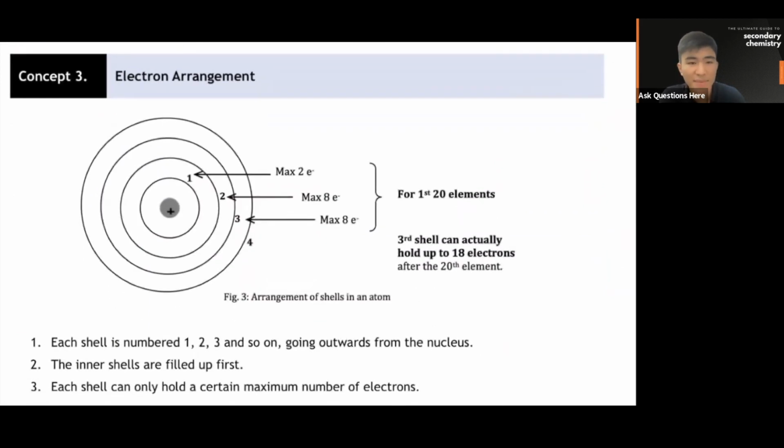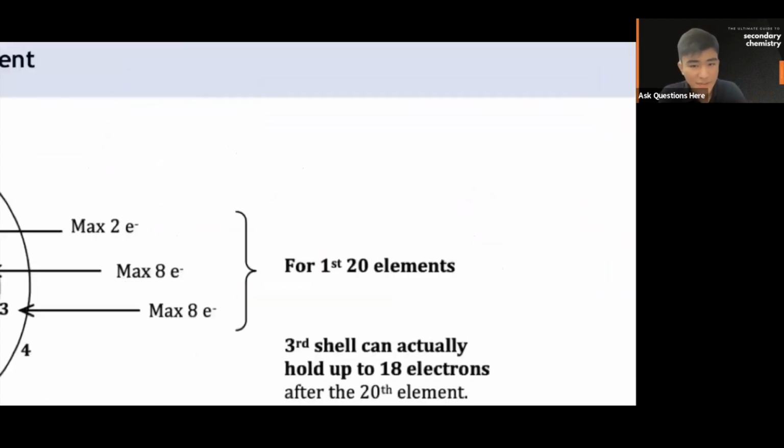Let's look at concept number 3, which is about electron arrangement. Now, what is electron arrangement? This concept is a bit tricky for us to understand. But let's try and simplify this until it is very easy for us to understand. Now, I give you an example.